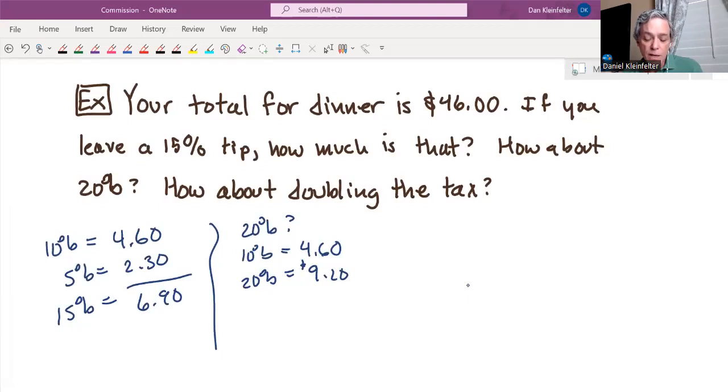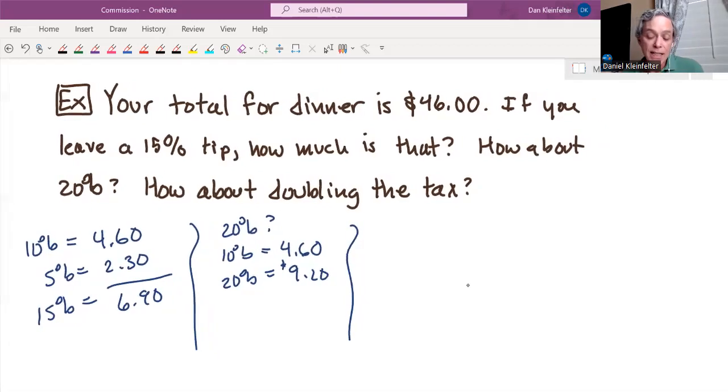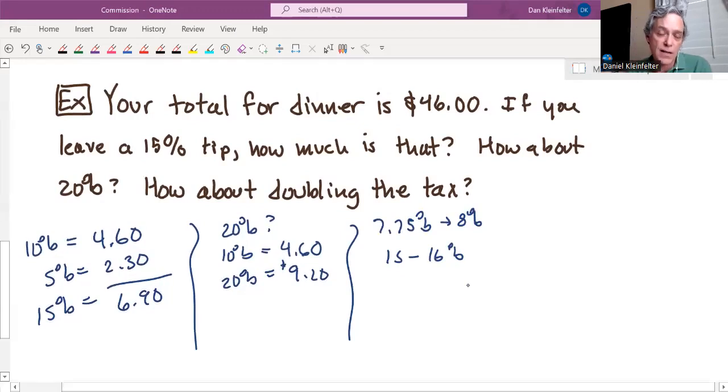Okay, some of you may have heard, maybe your parents do this, to calculate the tip, they double the tax. What is up with that? It doesn't have really anything directly to do with the tax. It's just that in a lot of places, a tax rate is somewhere around 7.75% or 8%. And so if you double the tax, that gives you an amount somewhere around 15 to 16 to 18%. That's why you may have heard people who say, well, let's just double the tax to calculate the tip.